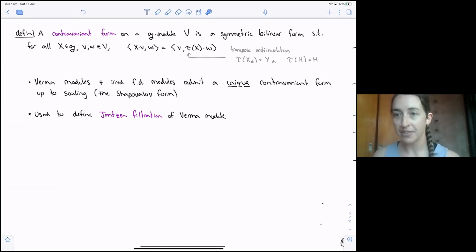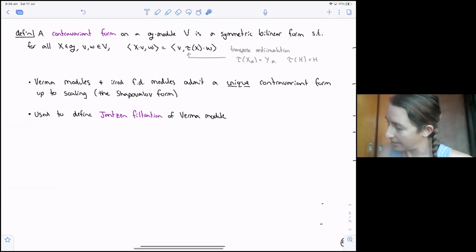And this filtration is very useful. It is a filtration of a Verma module that tells us really subtle information about its submodule structure. In particular, its filtration layers are semi-simple, and the multiplicities of irreducibles are given by coefficients of Kazhdan-Lusztig polynomials. So this Jantzen filtration tells us more intricate information than the composition series, and in particular it tells us what the coefficients of Kazhdan-Lusztig polynomials mean representation theoretically. And this is all built using the machinery of this contravariant form.